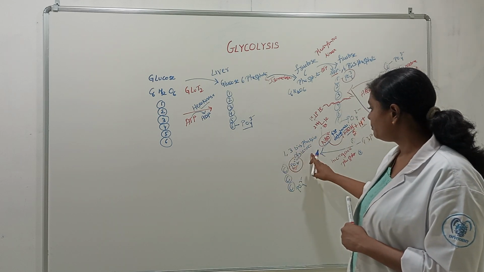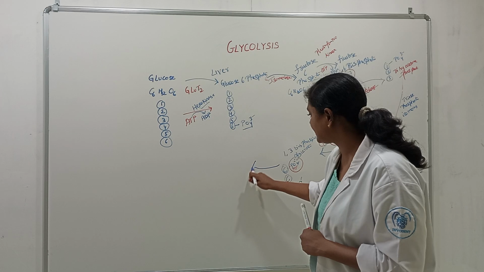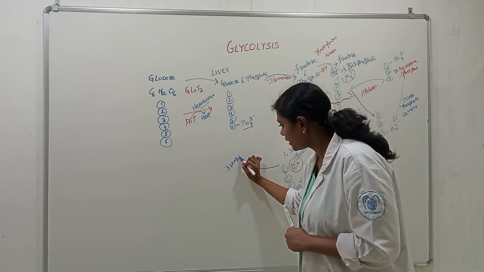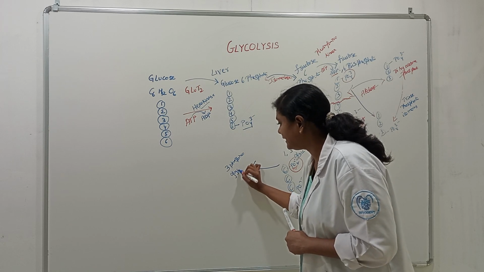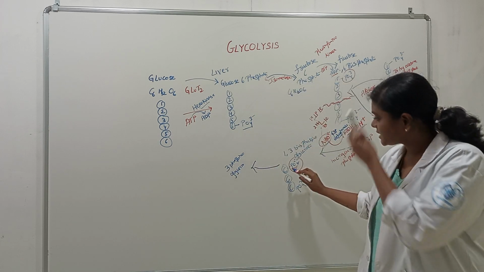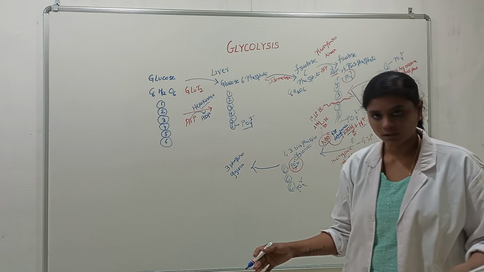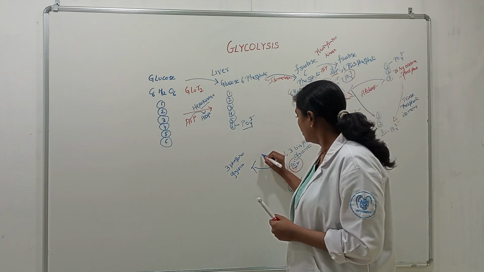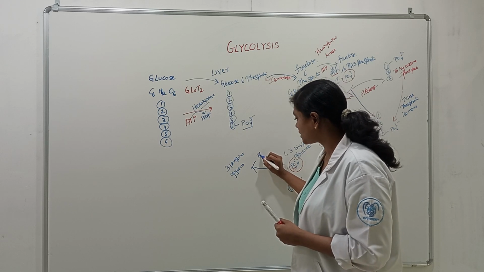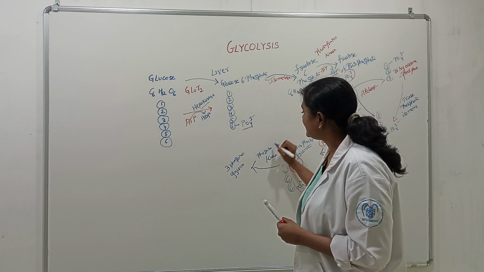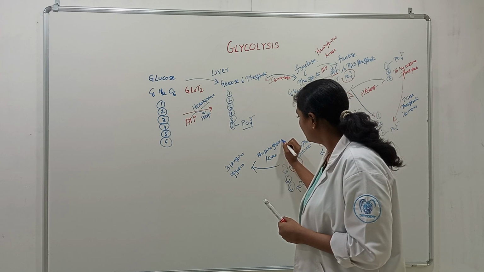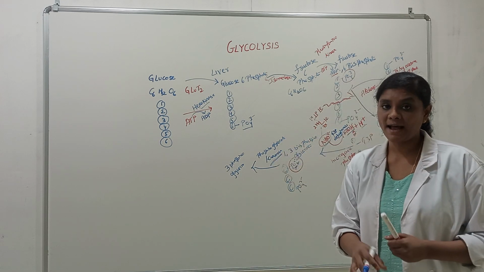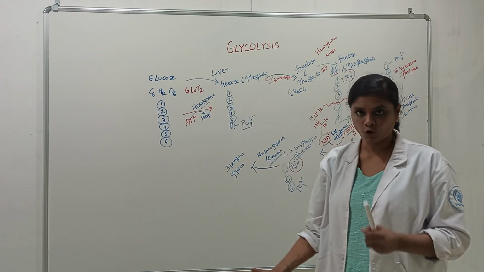Now, this 1,3-bisphosphoglycerate is getting converted into 3-phosphoglycerate. How does this phosphate group get kicked out? I told you about the kinase enzyme. This kinase enzyme, phosphoglycerate kinase, has the capacity to remove the phosphate also.